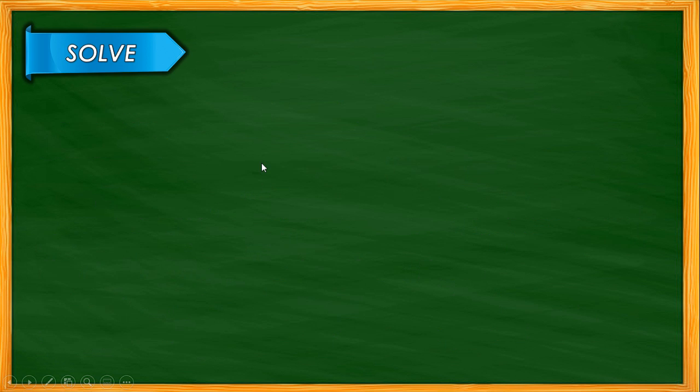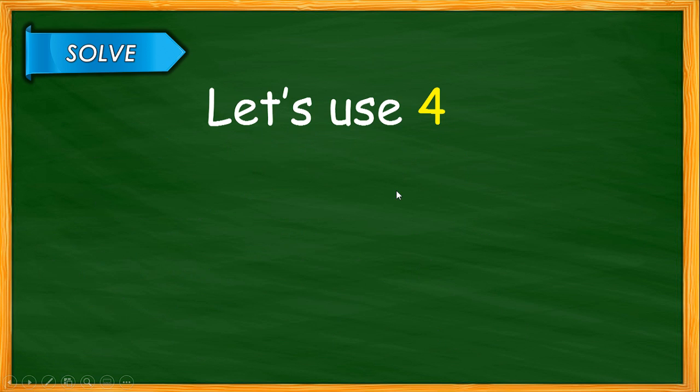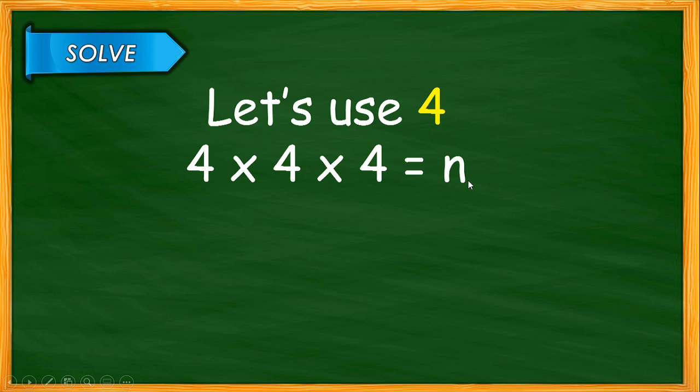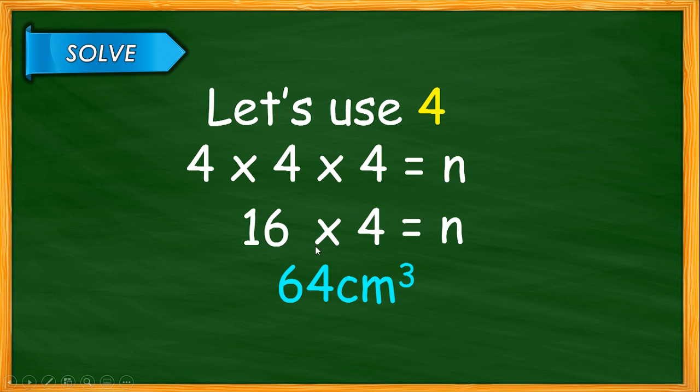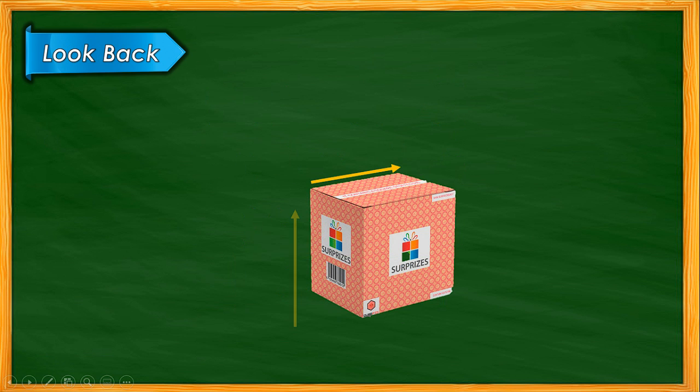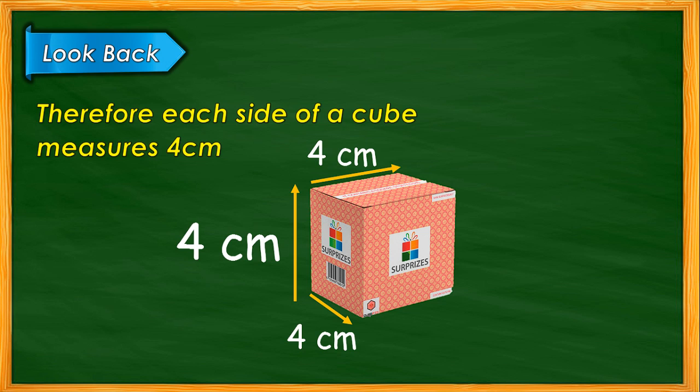So like guess and test. In solving, let's use 4. So 4 times 4 times 4 is equal to n. So 4 times 4 is 16, times 4 is equal to 64. So the answer is already given. So 64 cubic centimeters is correct. Therefore, each side of the cube measures 4 centimeters. So this would be the answer, 4 centimeters.